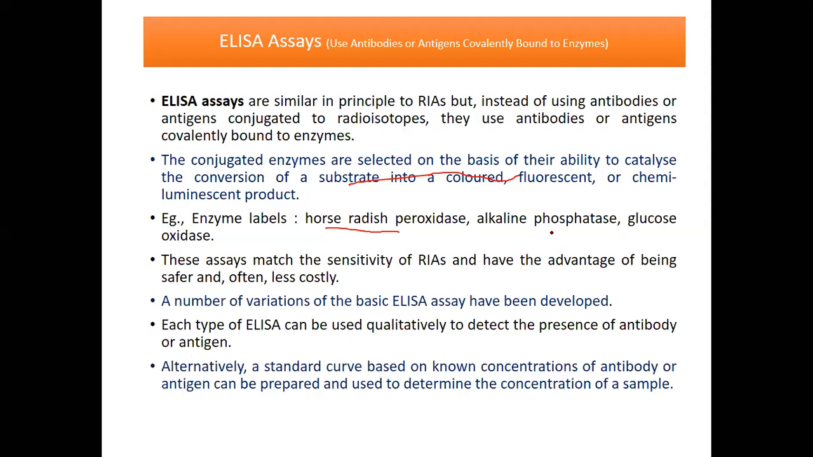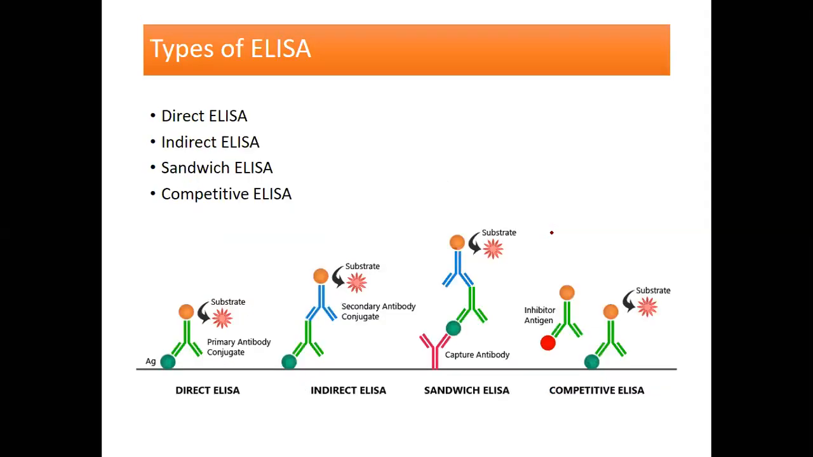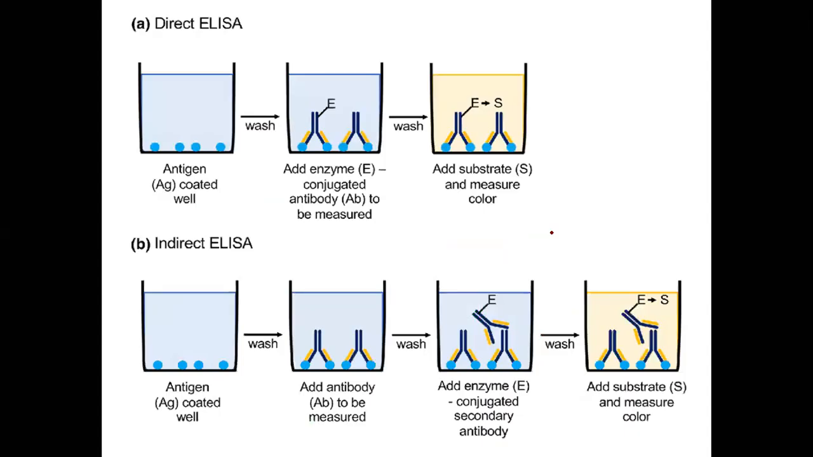This ELISA method can be used for quantification of the antigen or the antibody as well. So these are some of the different types of ELISA techniques: direct, indirect, sandwich ELISA, and finally the competitive ELISA. And I'll just give an overview of all these types.